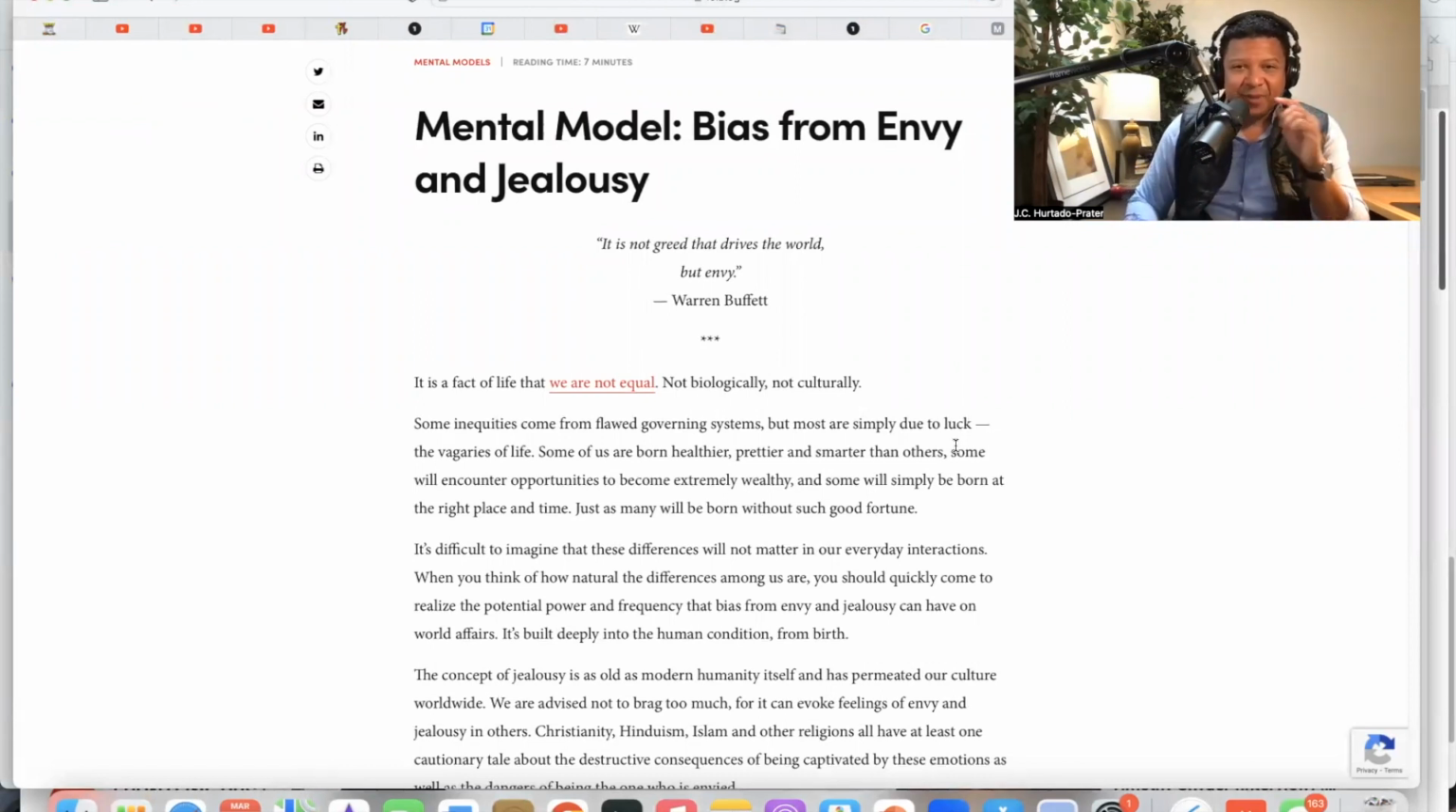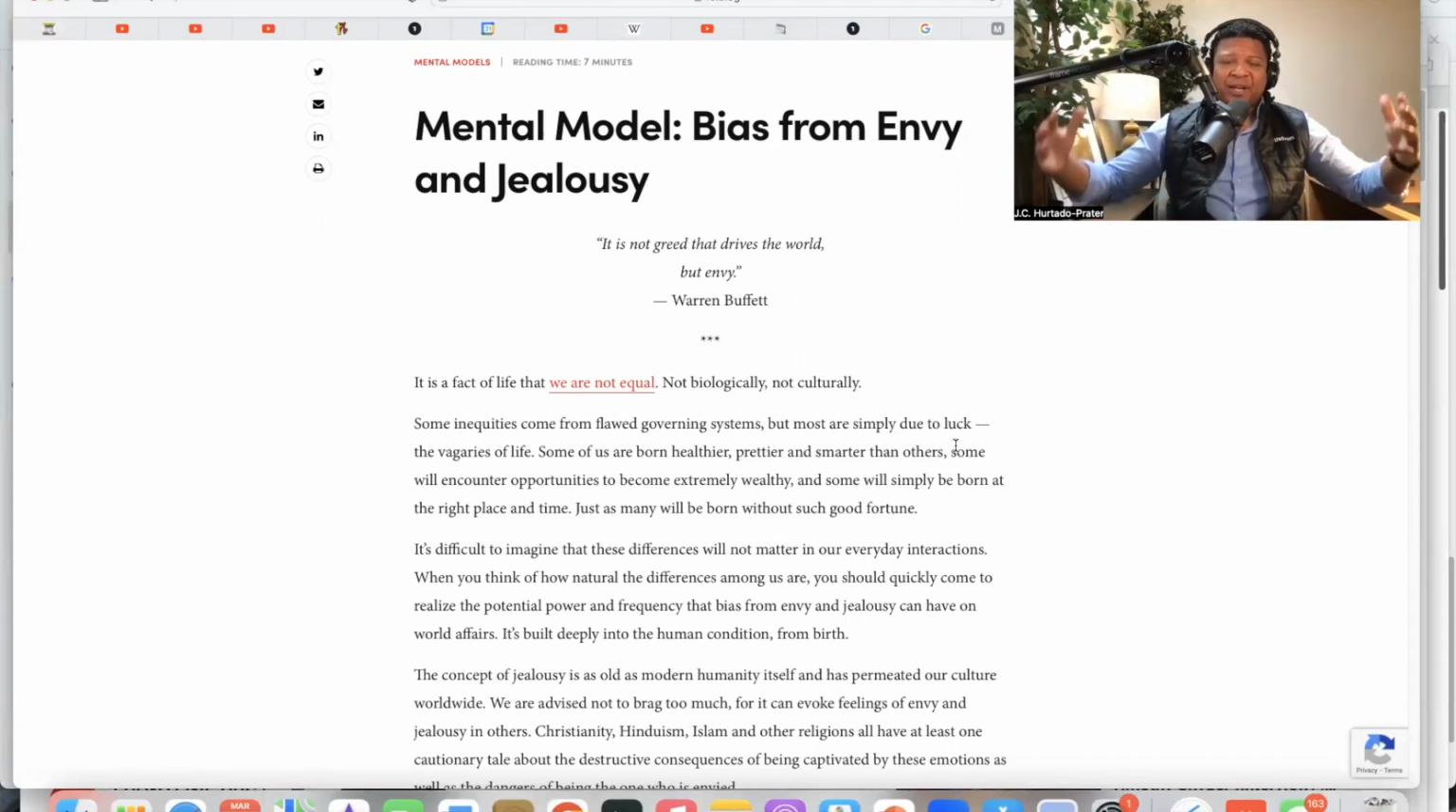Now it's not that first line, but it's important to read that tagline up there from Warren Buffett: it is not greed that drives the world, but envy. So we'll get into that as we talk about this. There's a difference between jealousy and envy, and we'll look at that a little bit today. I don't want to dive too much into this because I could read the whole thing and that would take a lot of time, so I'll try to summarize this as best I can.